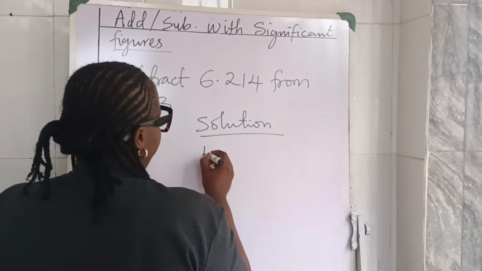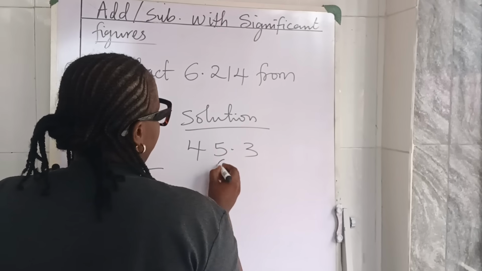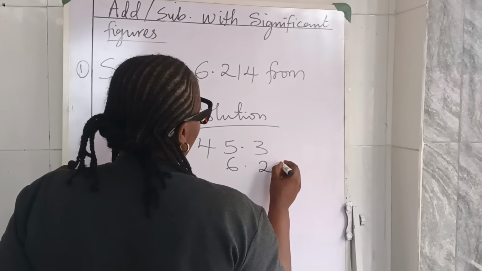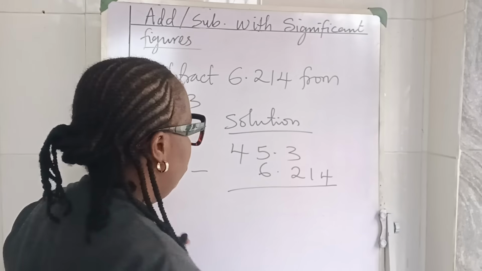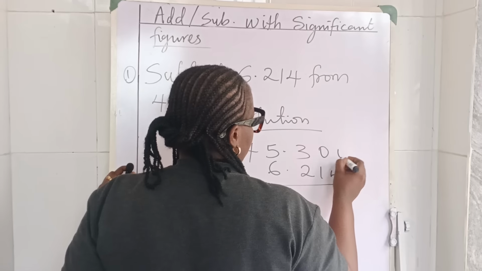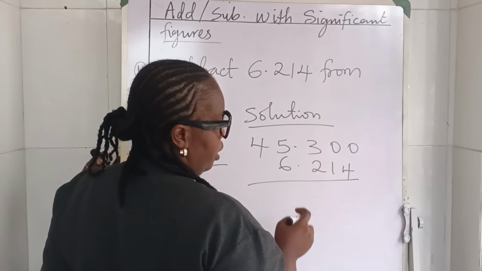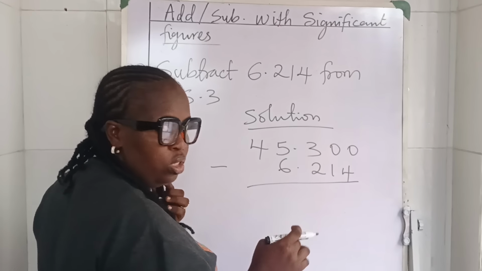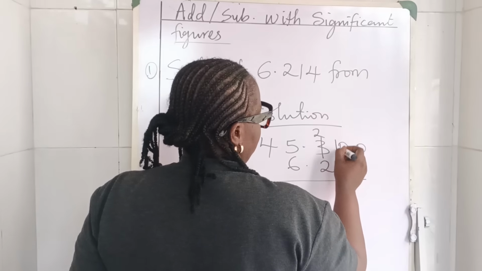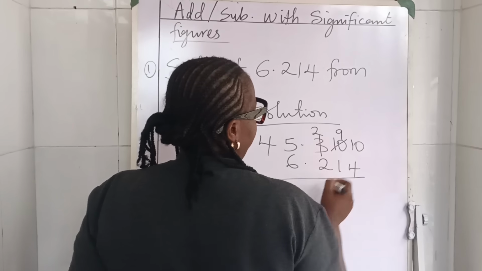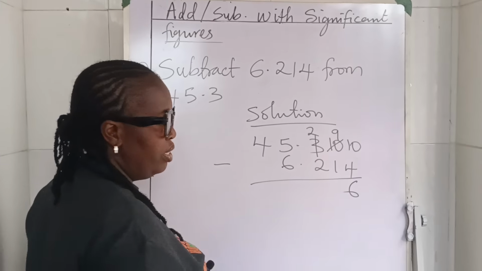45.3 will come up. Take away 6. See where you place your 6, 6.214. Since it is a subtraction, we can replace here with zeros so that it can easily subtract, right? 0 take away 4, it can't go, and the neighbor is also 0. So we are going to borrow from 3. 3 will remain as 2. This is 10. When you take away 1, 9. And finally, this is 10 here. 10 take away 4 will give us 6, right?